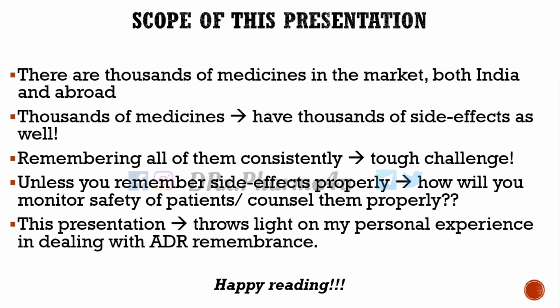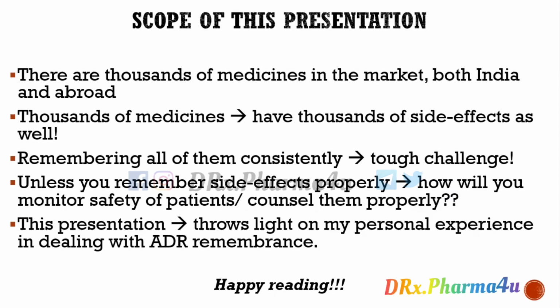For example, amikacin, which is an aminoglycoside, is being used in a patient who is already suffering from CKD, chronic kidney disease. And we know that aminoglycosides usually cause nephrotoxicity. That means they damage the kidney. So unless we know that side effect, how are we going to monitor renal function tests in those patients? The nephrotoxicity will keep on worsening.